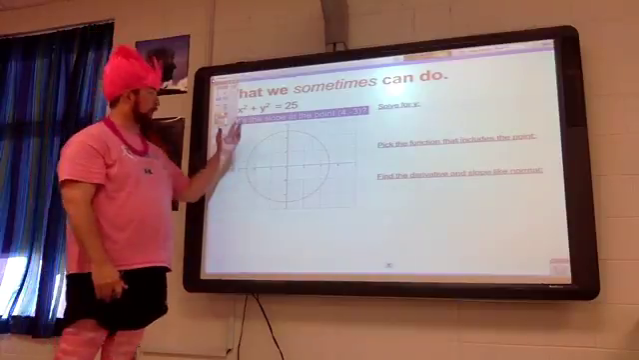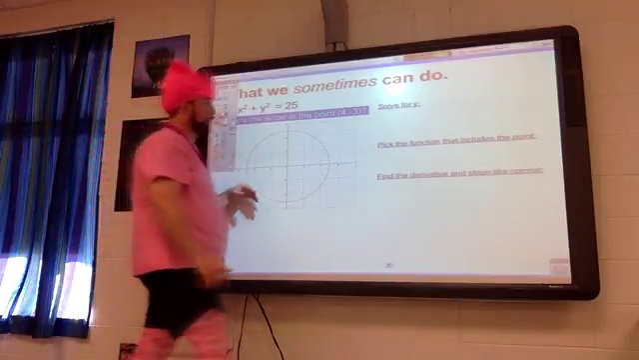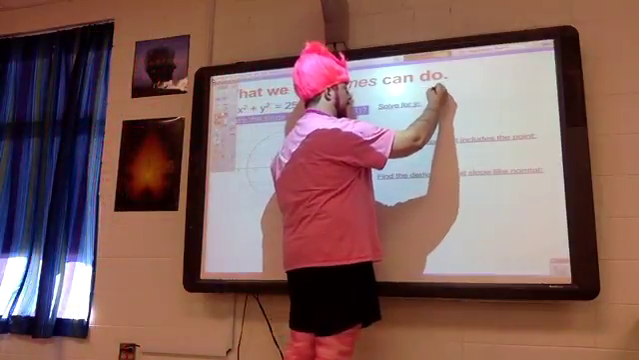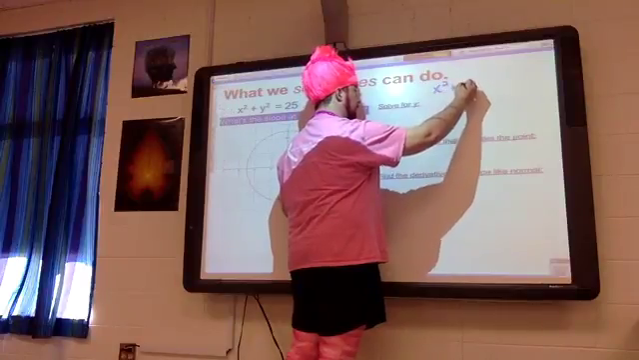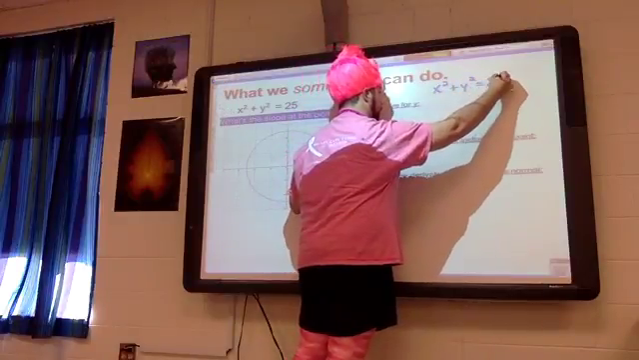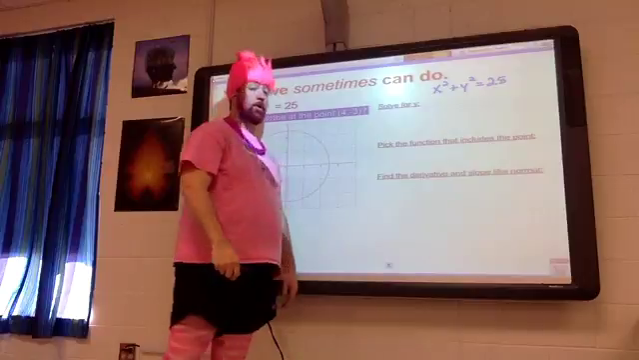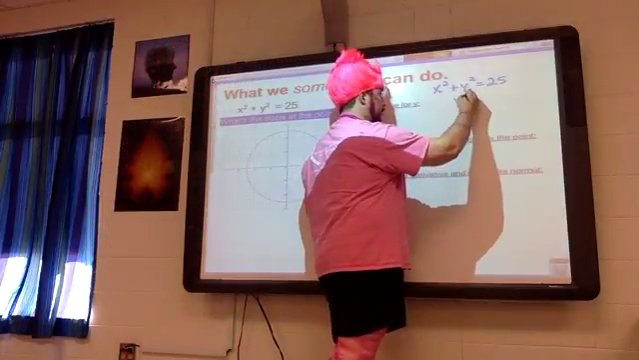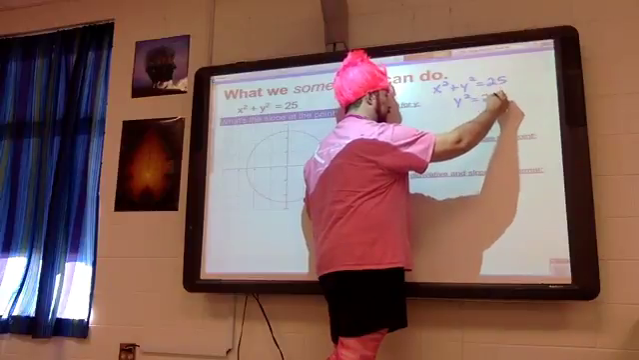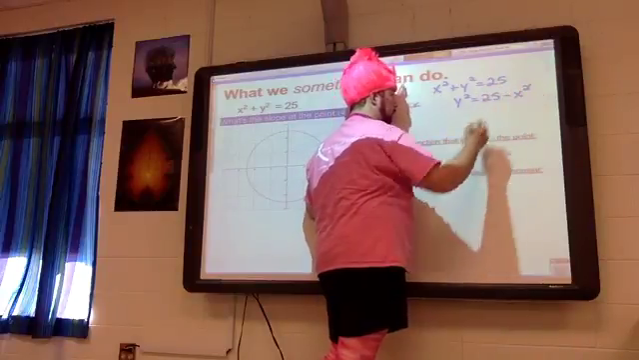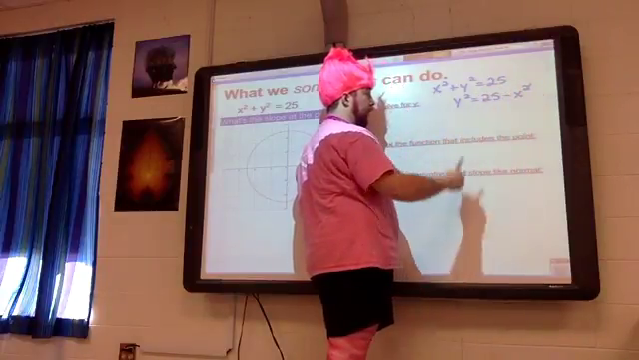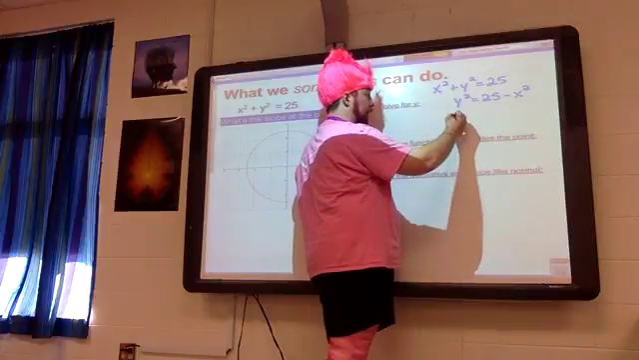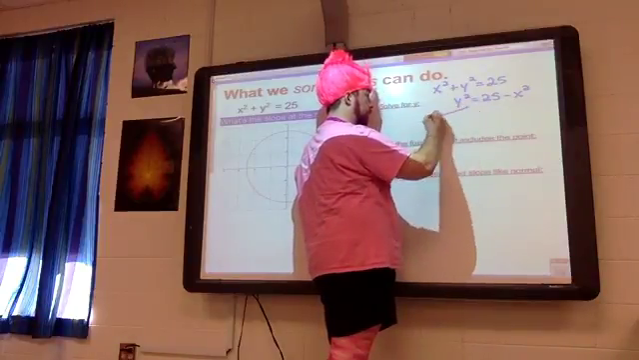So the first thing I want to do is solve the equation for y. If my equation is x squared plus y squared equals 25, then to solve for y I subtract the x squared over. I get y squared is equal to 25 minus x squared. Then I take the square root to get rid of the square on the y, and that actually gives me two equations.